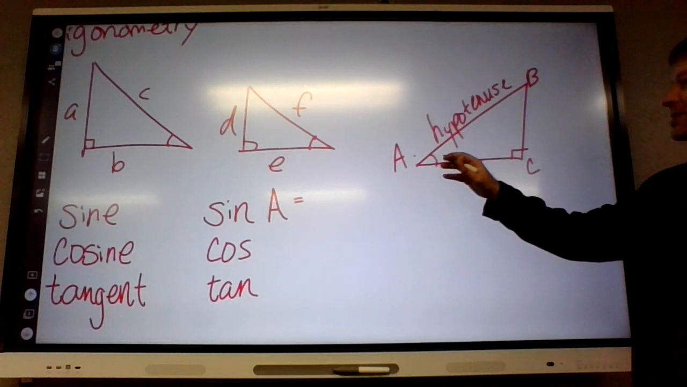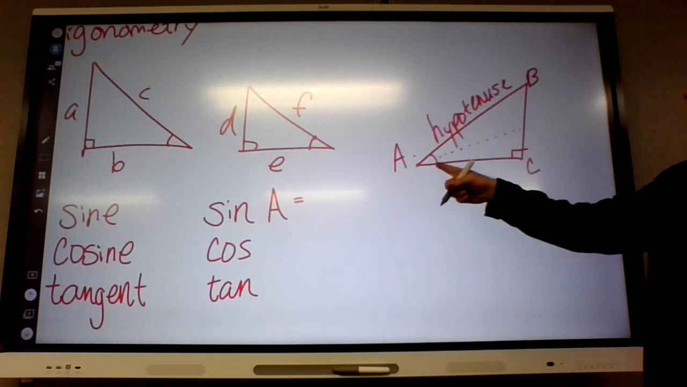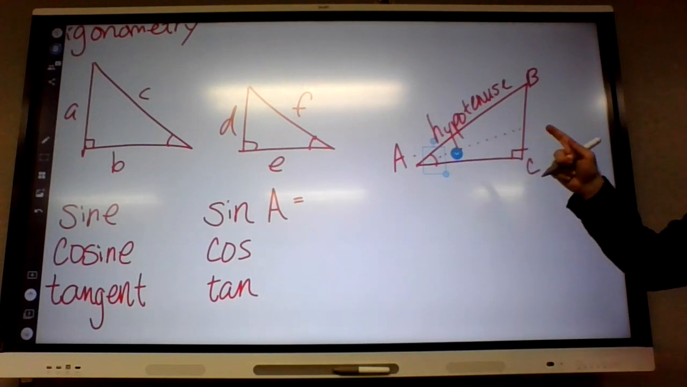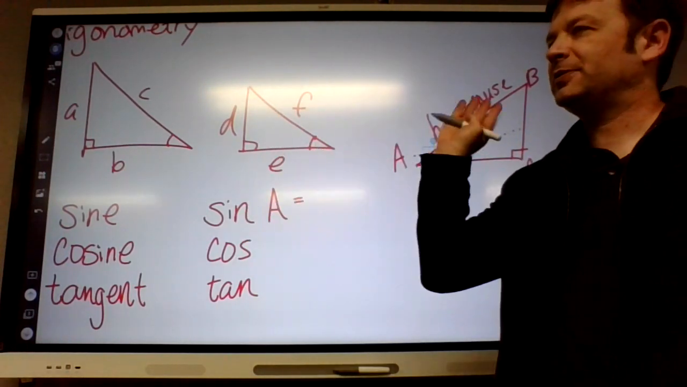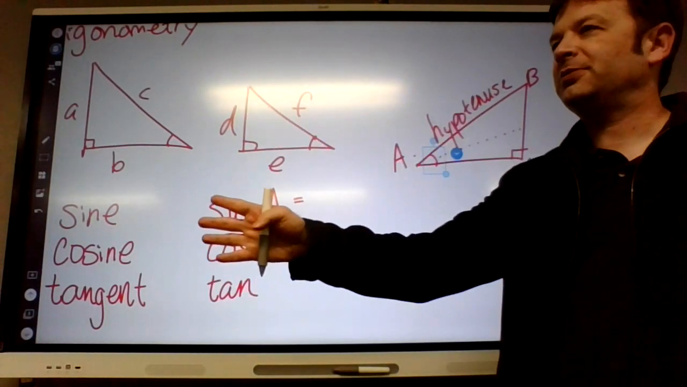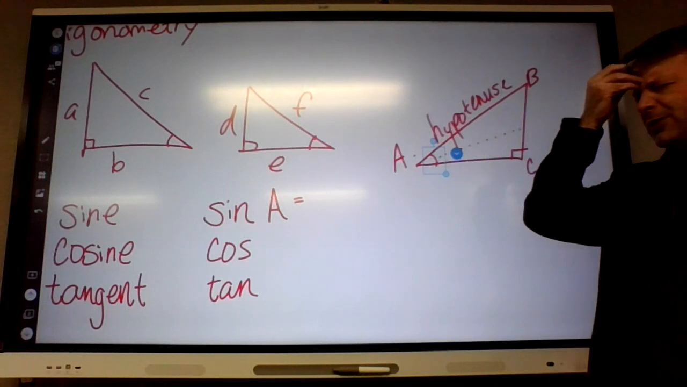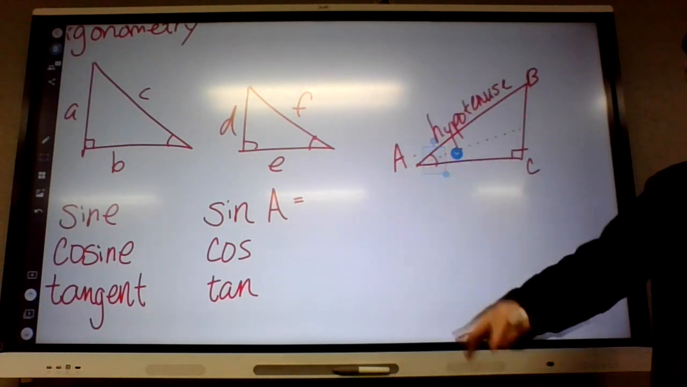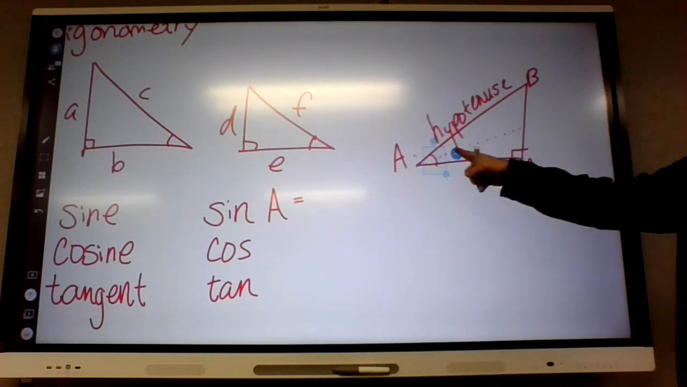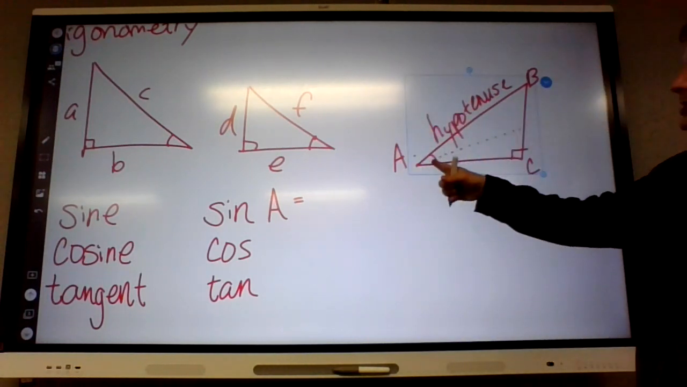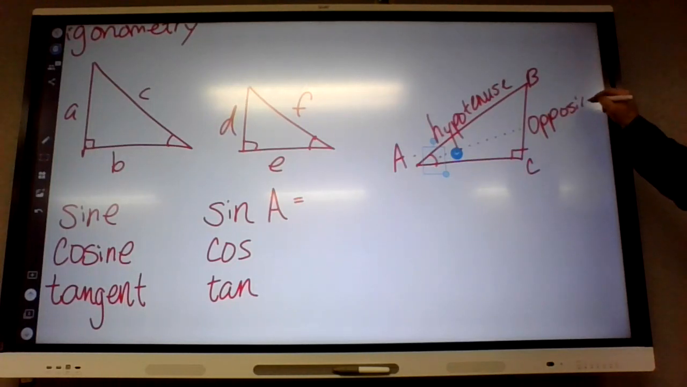Okay, the side that is across the way from angle A, the farthest away, you know, if somebody lives across the street from you, or if there's a store across the street, it's called opposite. Like from Lowe's, opposite of Lowe's is like the dog park or whatever. Yes. So this side is opposite of angle A. So it's across the way from angle A.